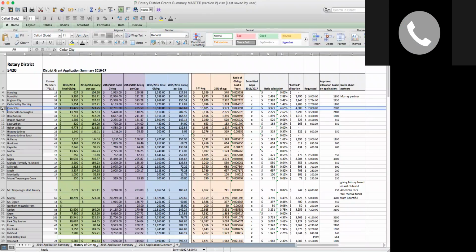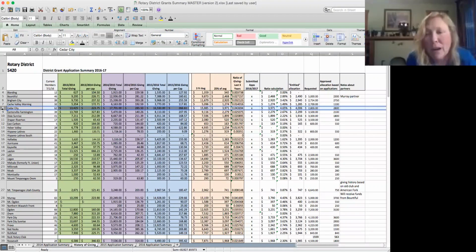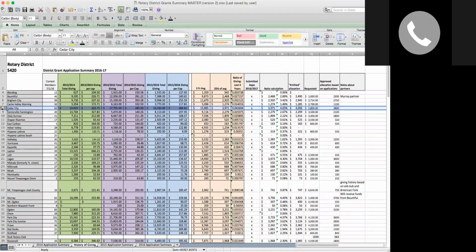My question about Cedar City: it looked like they qualified for 4,000, but they only asked for 2,800. Right. So they left money on the table. I'm going to fund you 100%, but I'm only going to fund you for what you asked for. Sure, and that's only fair.